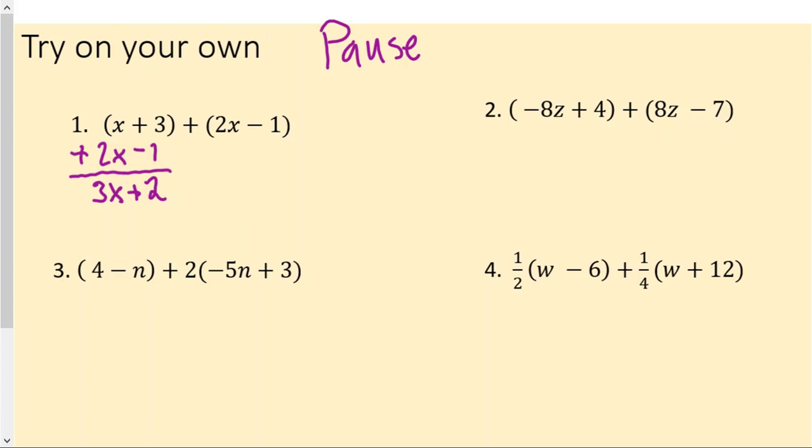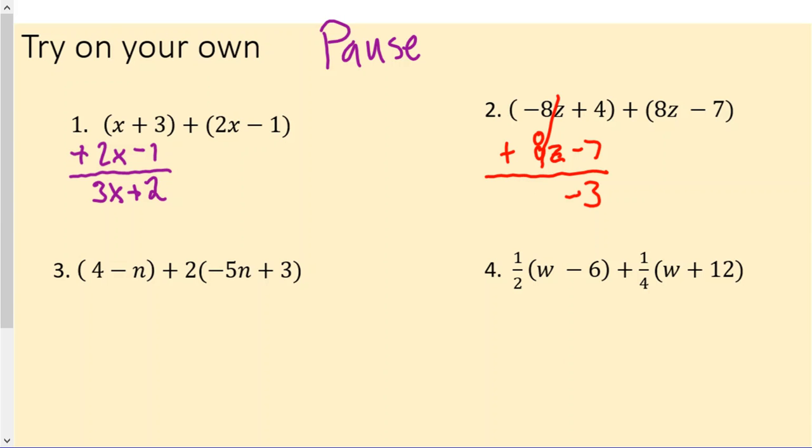For number 2, I'm going to go ahead and use the stacking method again, so I would have negative 8z plus 4 plus 8z minus 7. Alright, so negative 8z plus 8z would cancel out, so those are done. And then we have plus 4 minus 7, so that would give me a minus 3. We have no more like terms and no more parentheses, so that one is complete. Minus 3.